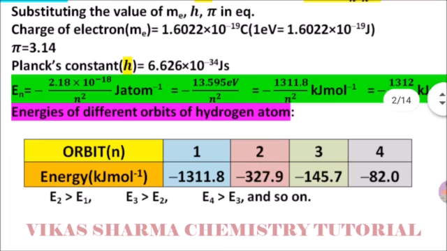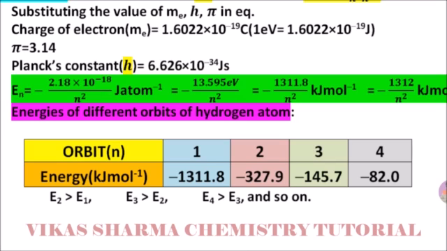So the energy of different orbits of the hydrogen atom: for orbit 1, the energy of the electron is minus 1311.8 kilojoule per mole. In the second orbit it is minus 327.9, the third orbit minus 145.7, and the fourth orbit minus 82.0.